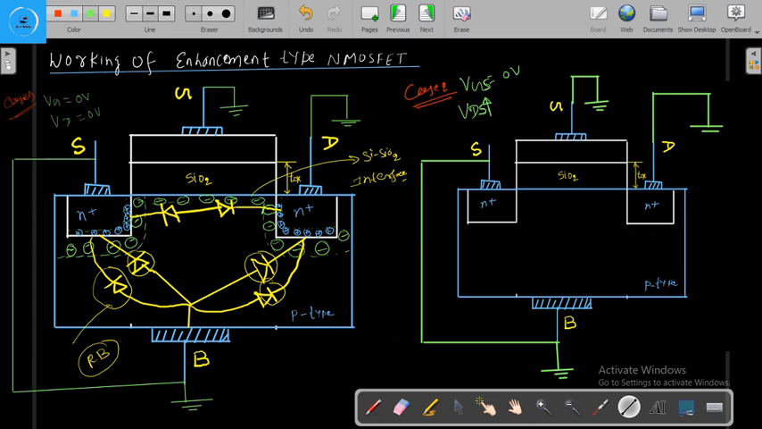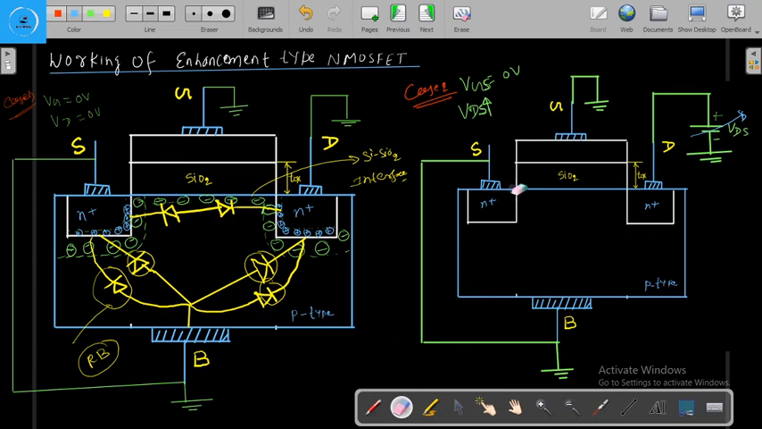We have connected the positive terminal with the drain, and the negative terminal we have grounded, or connected with the source. Both are the same, right? So here this will be the positive terminal, here it will be the negative terminal, and this will be the VDS, and we are increasing this VDS.